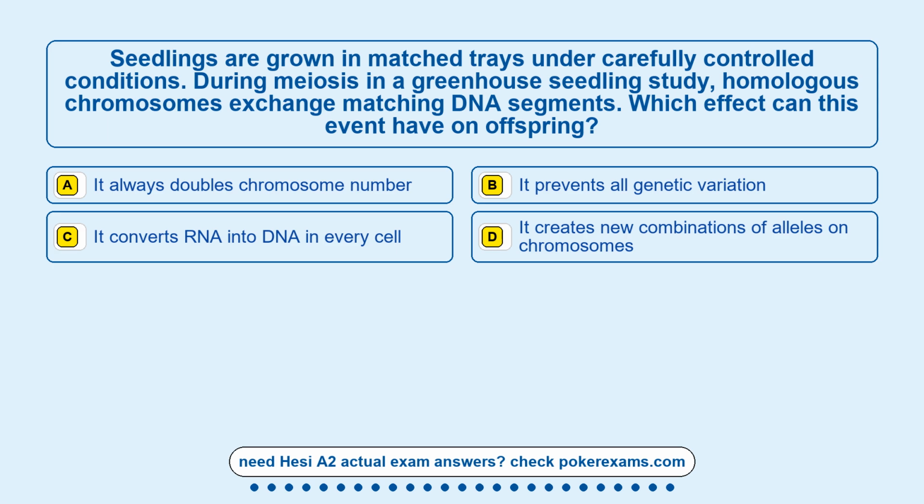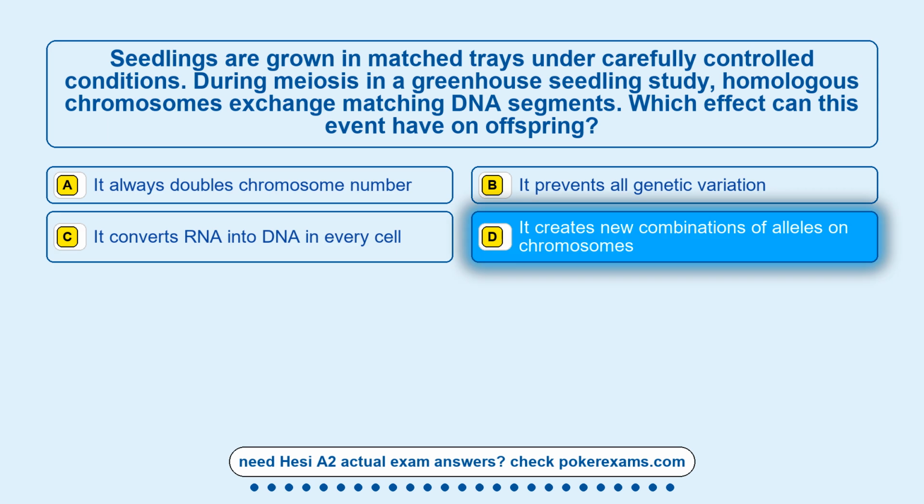Option A. It always doubles chromosome number. Option B. It prevents all genetic variation. Option C. It converts RNA into DNA in every cell. Option D. It creates new combinations of alleles on chromosomes. The correct answer is option D. It creates new combinations of alleles on chromosomes.